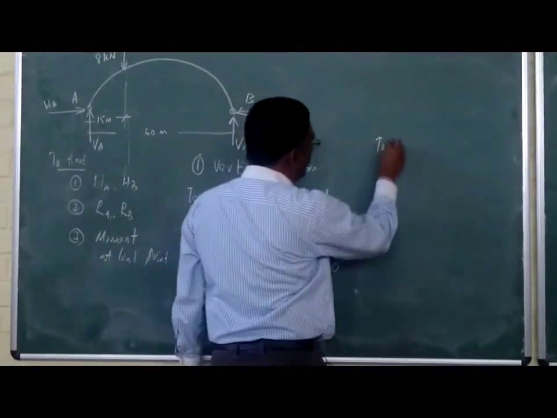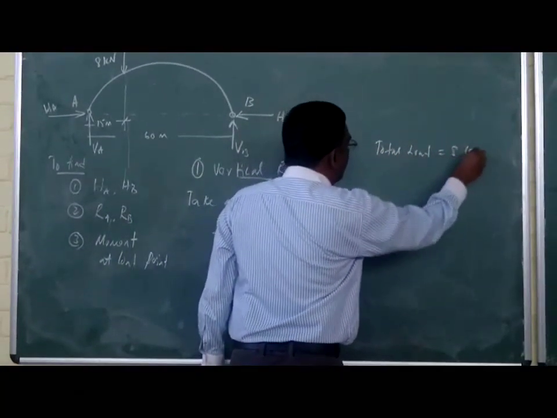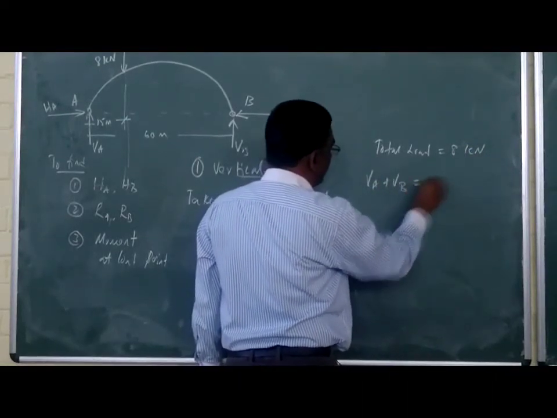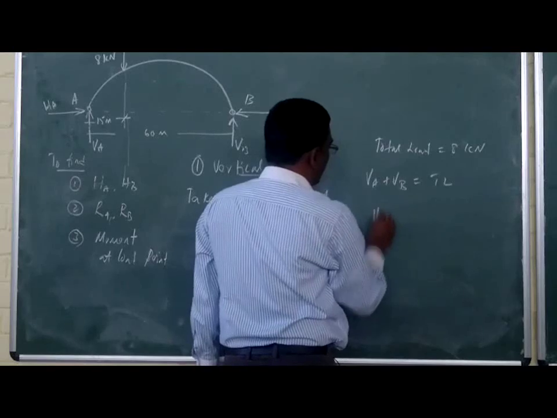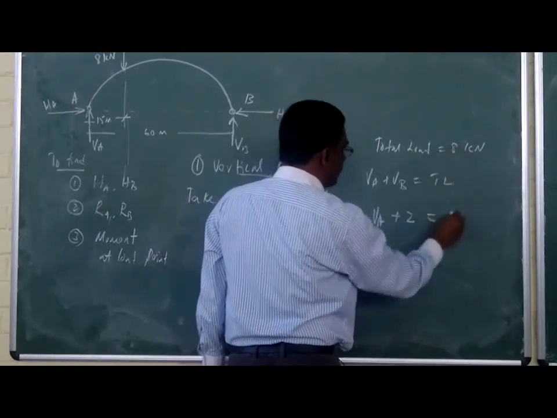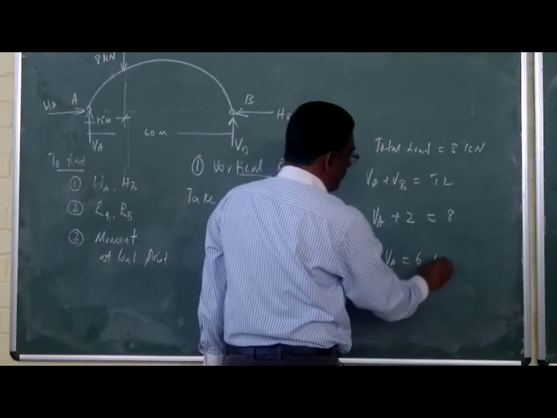The total load is 8 kilonewton. We know VA plus VB is equal to total load. VA we don't know. VB is found to be 2 kilonewton. Total load is 8 kilonewton. So VA will be 6 kilonewton.